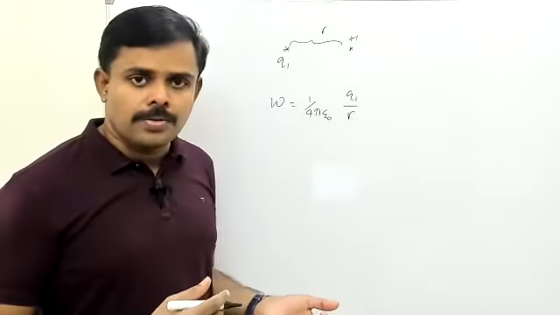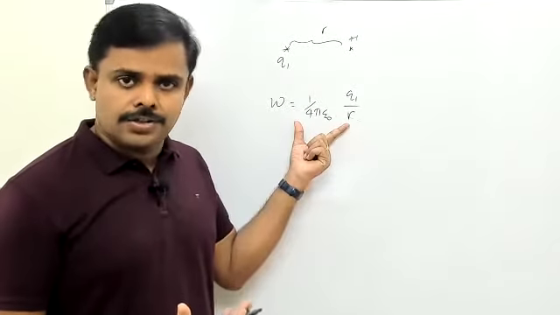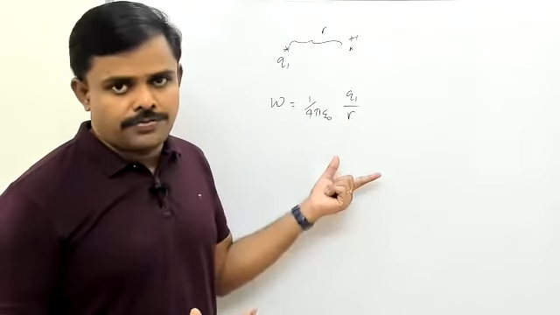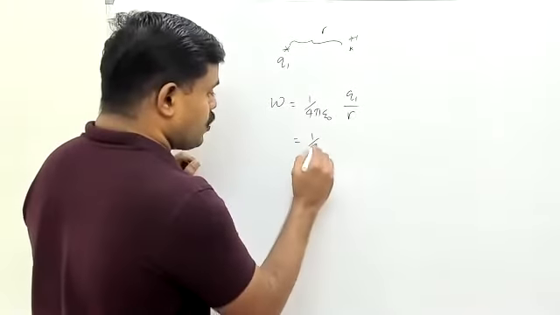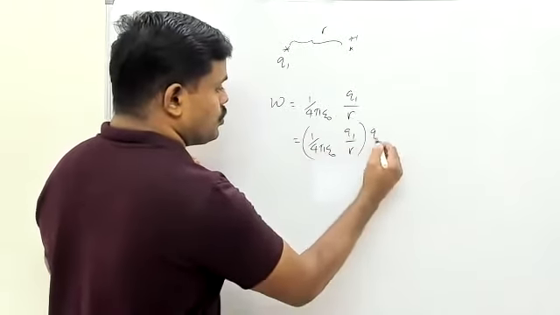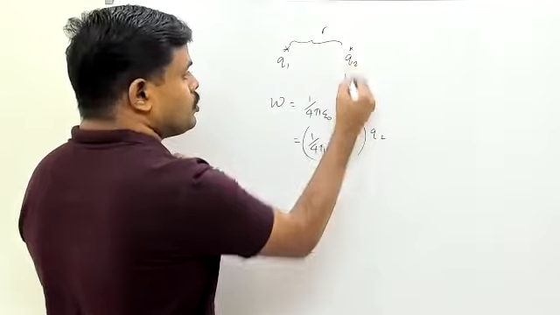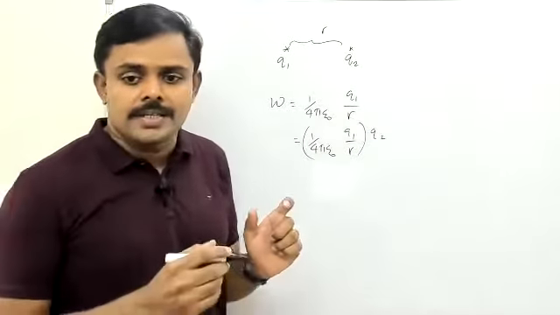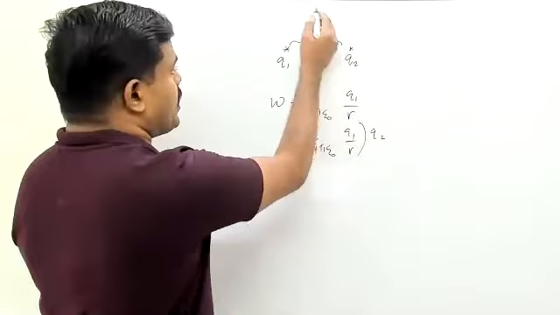What if I bring 2 coulombs? Into 2. What if I bring 3 coulombs? Into 3. If it is 4 coulombs? Into 4. If it is Q2 coulombs, 1 by 4 pi epsilon 0 into Q1 by R into Q2. And this work, so instead of plus 1, I am bringing what? Q2. And this work is stored as potential energy inside the system for this system of particles.